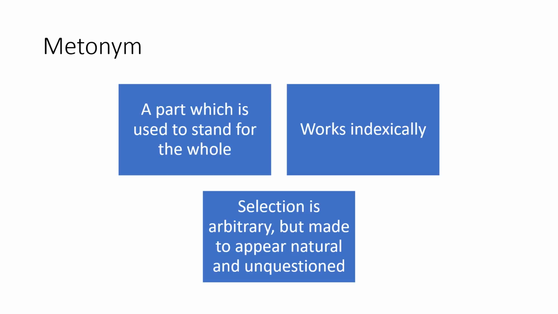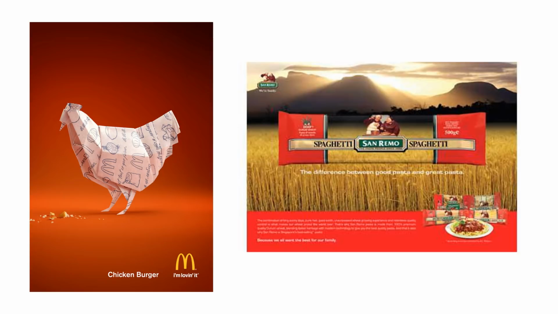Again, I've chosen food advertisements because food advertisements are rich in both metaphor and metonym. So let's have a look at these two. Again, we've got another Macca's ad, and I think this one works a little better here. So the chicken burger with the wrappers made to look like a chicken. We have this idea that the chicken stands for or represents the whole of the burger, and that creates the connotative meaning that it's fresh and it's something that we'd want to eat.